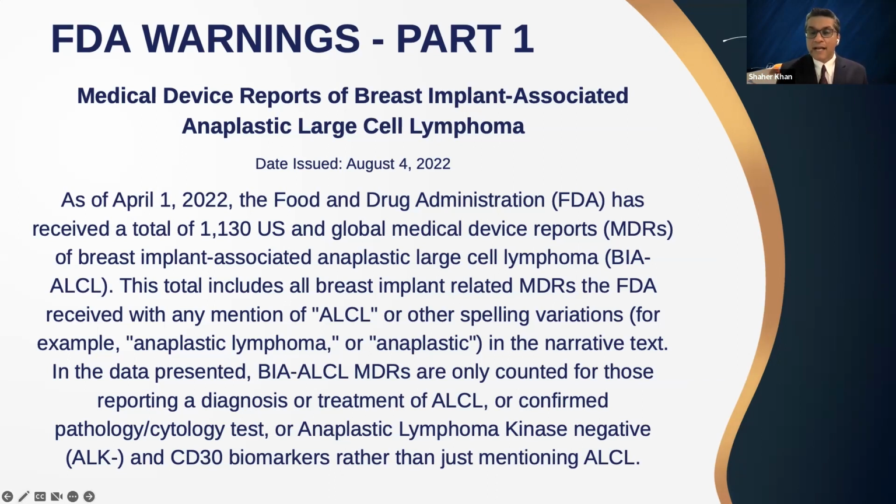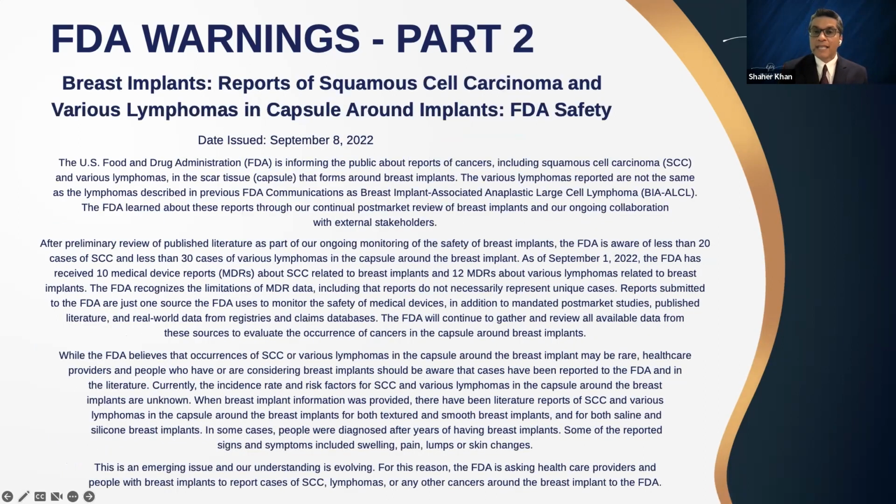Also, if I may mention, this is absolutely accepted by the entire plastic surgery society, and the FDA has highlighted that this is underreported because plastic surgeons are not sending the capsules to pathology, and because they're not doing the CD30 analysis, this cancer is being missed, misdiagnosed, and not appropriately treated. And this is certainly underreported. Also, just recently, last October, the FDA highlighted the squamous cell cancer that is associated with the capsules.